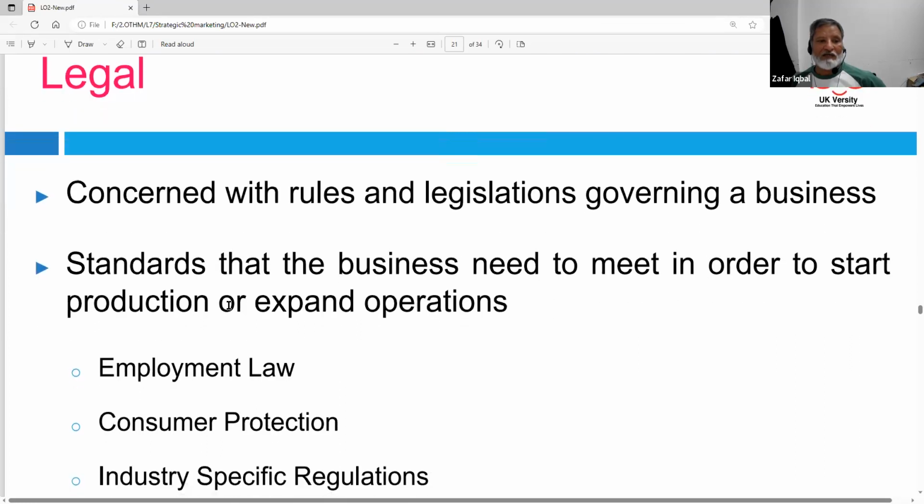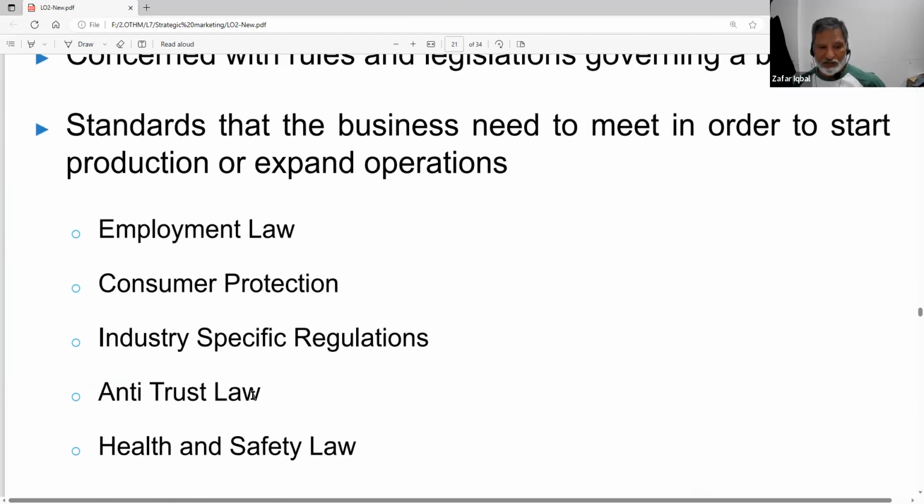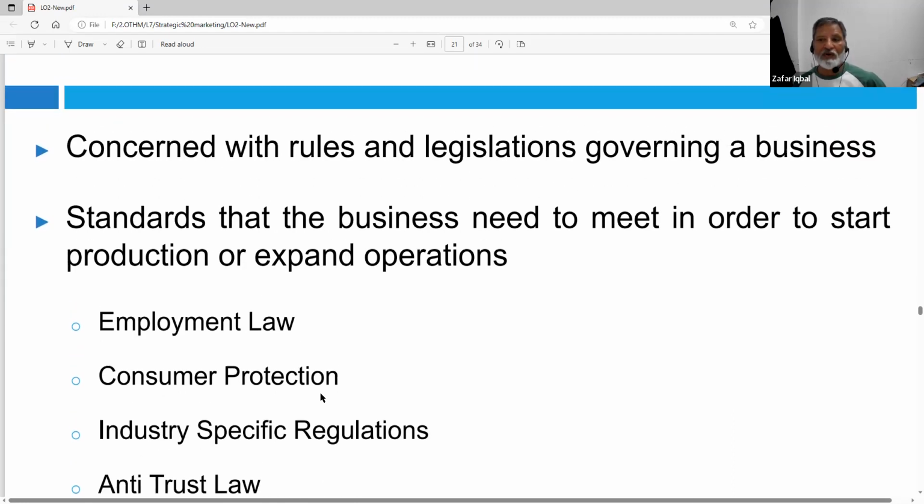Legal factors: organizations need to look at the legislation that the government is implementing, like recycling, for example, or sustainability, or employment law, consumer law, antitrust law, anti-dumping law, health and safety laws, and so many other laws to meet in order to start production or expand operations.